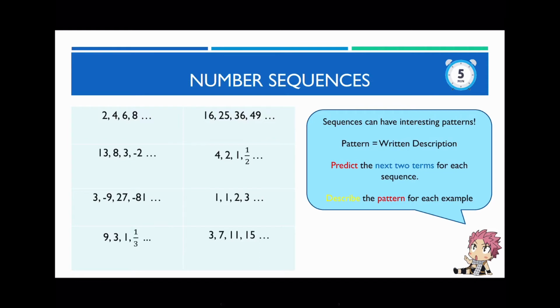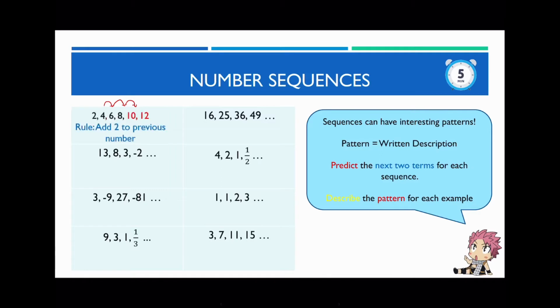For the first one, notice that it keeps on increasing by the same rate. So that's going to be my rule: it's increasing by +2. And therefore, because I know it's increasing by 2 each time, the next two digits are going to be 10 and 12.